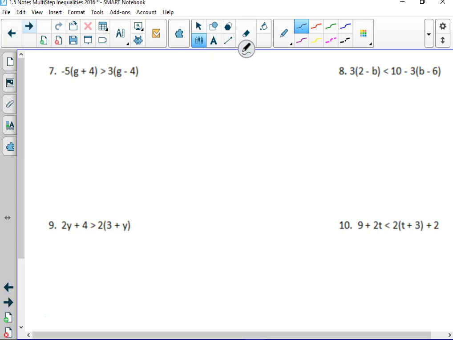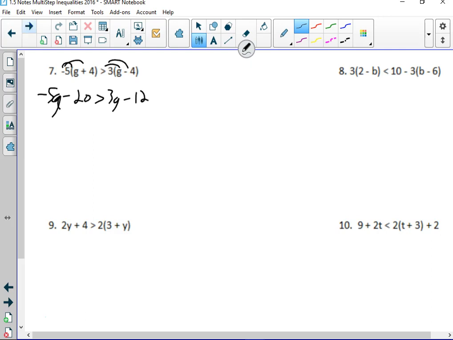All right, we're just going to do a couple of these. Number 7 has distribution on both sides, so we're going to do that. So -5g, that's a g, not a q, minus 20, greater than 3g minus 12.